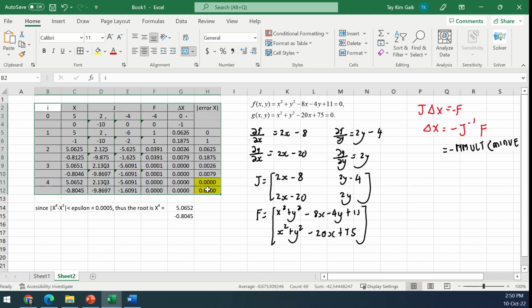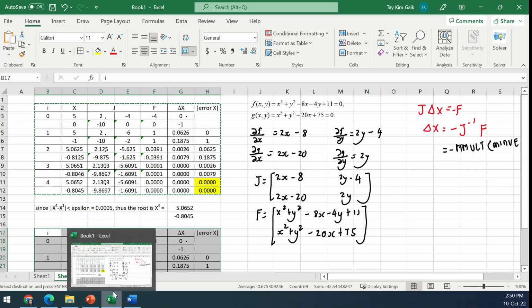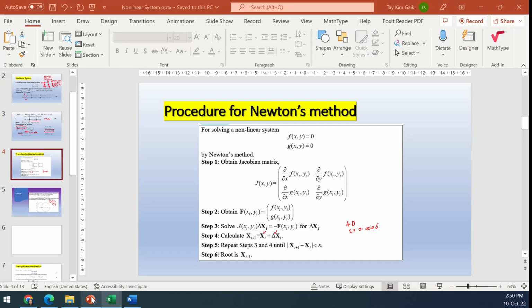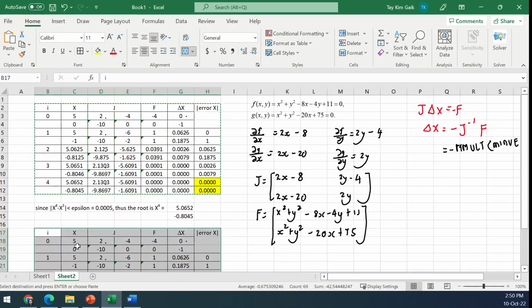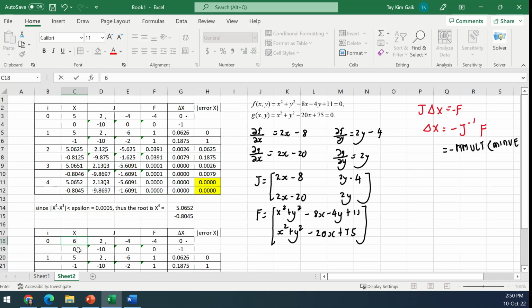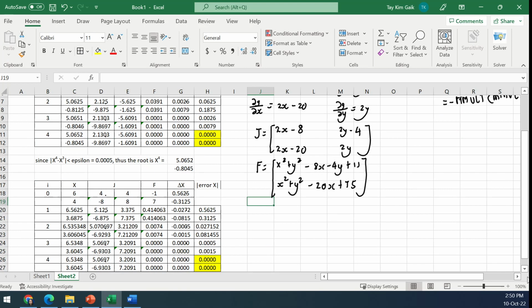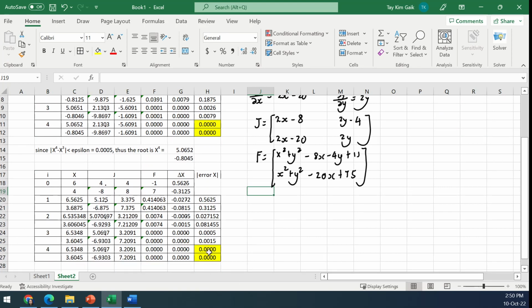And then you can actually just copy it. If you want to find another root, we got two roots here, right? Let's say I want to find the top root. I just take the initial guess x is 6, y is 4. I just put 6 and 4. So it also stops at number 4.